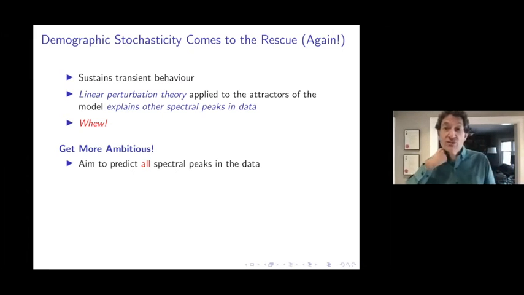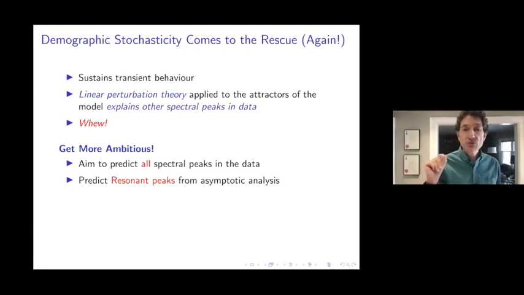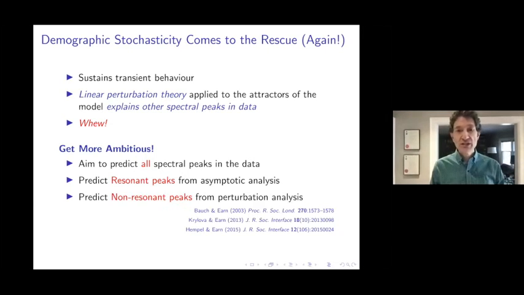Okay, so given that that's true, of course, then we get even more ambitious. So we can try to explain not just the main spectral peak, which is what I was emphasizing when talking about measles, but all the spectral peaks in the data. Maybe we can do even better. We can predict the resonant peaks, perhaps. By resonant peaks, I mean, in the power spectrum, the ones associated with resonance with the period of forcing. That should come out of the asymptotic analysis, the bifurcation diagram. And then the non-resonant peaks, which arise from the transients, non-resonant may not be the best word, but that's what we've been using. Maybe we can predict that from this linear perturbation analysis, and that turns out to work.